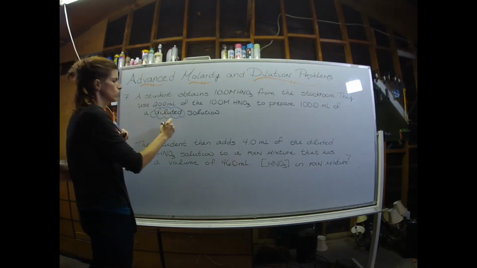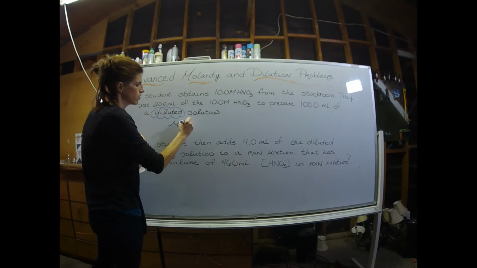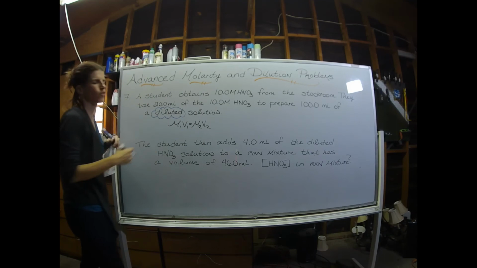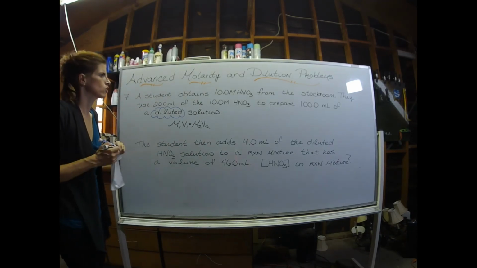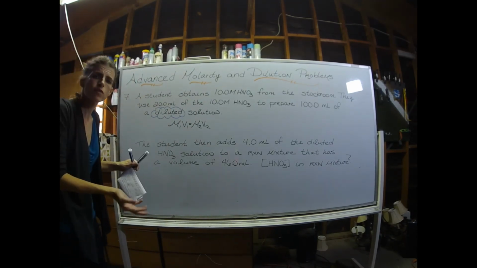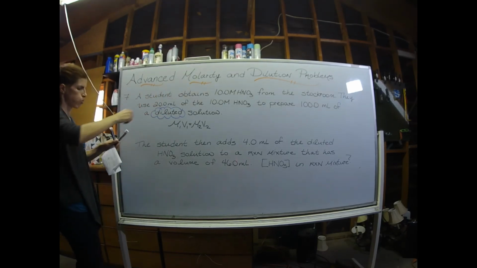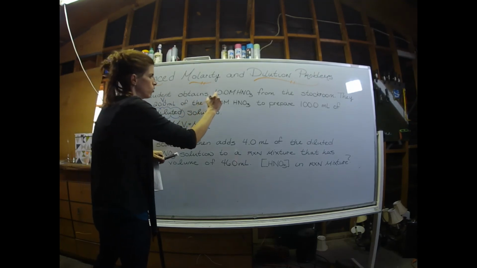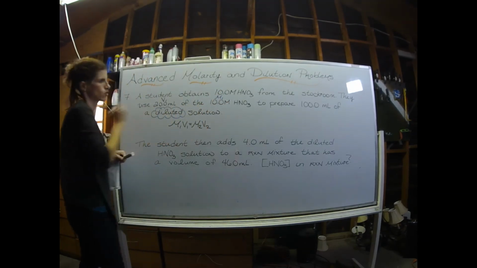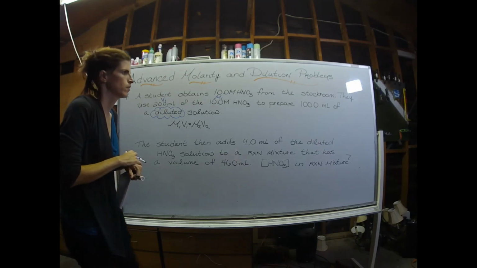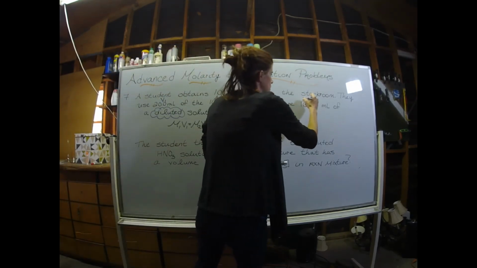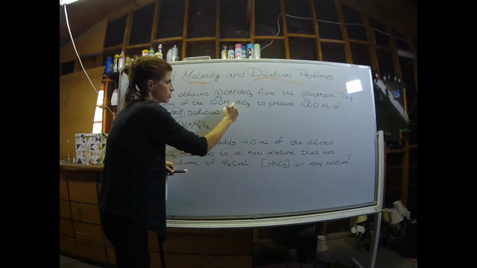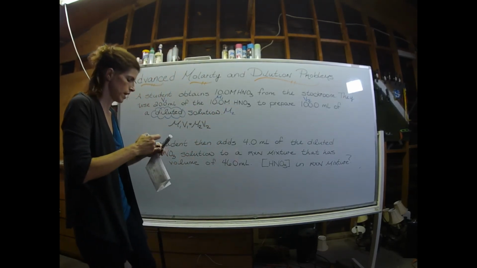So maybe I can use M1 V1 equals M2 V2 to figure out what's going on with that solution. There's so much information in this problem. They use 20 mils, let me call that V1, of the 10 molar. That looks like a pair, so I'll call the 10 molar M1. And then over here, this 100 mil will be a V2. And then I'm solving for M2. That'll be the concentration of the diluted solution.